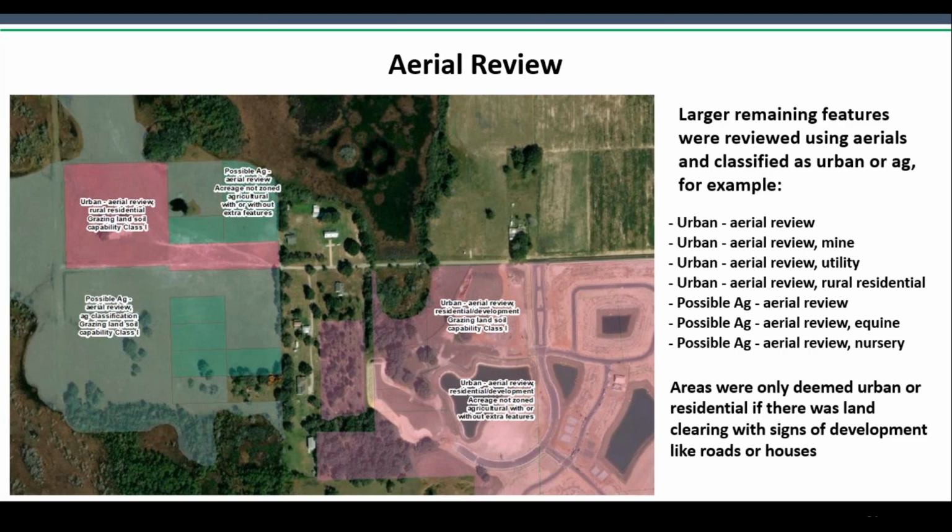And here on the slide, we can see that on the right, that pink color is an area that we identified that has clear signs of development. And in the text of the slide, we have general categorizations that come about through the aerial review. For example, when we identify urban areas, we identify how we've noted the feature and then what it actually represents, whether it's a minor utility or rural residential. The same thing for ag. If it's possible ag, we've noted how we've captured it and then what we see on the ground, if it's equine or nursery or other things. Next slide, please.